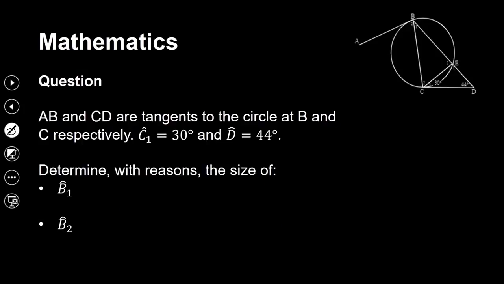AB and CD are tangents also to the circle at B and C respectively. C1 is 30 and D is 44 degrees. So what do I know here? I have two tangents, but now look at these two tangents of mine. They are not from the same point, right? This is one tangent and that's one tangent. They are not from the same point, but they are tangents to the circle. So you need to please note that.